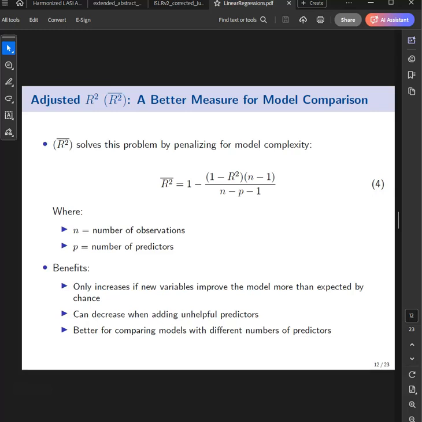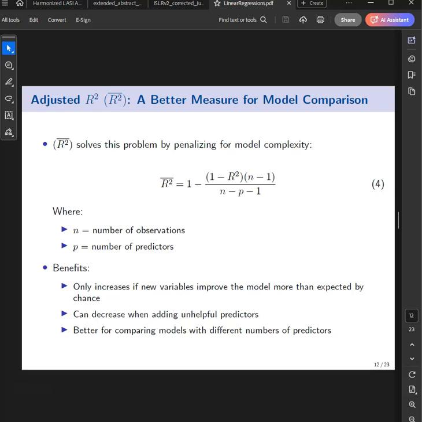This adjustment ensures that adjusted R squared only increases if a new variable improves the model more than would be expected by chance. So if you throw in a predictor and it is increasing the R squared, but it's only happening by chance, then adjusted R squared won't go up, even though the normal R squared would. And the beauty of adjusted R squared is that it can actually decrease when you add unhelpful predictors in your model. This makes it much more useful for comparing models with different numbers of variables.